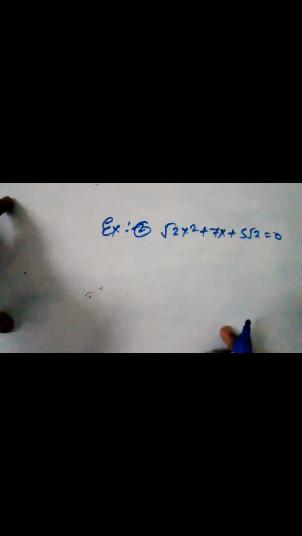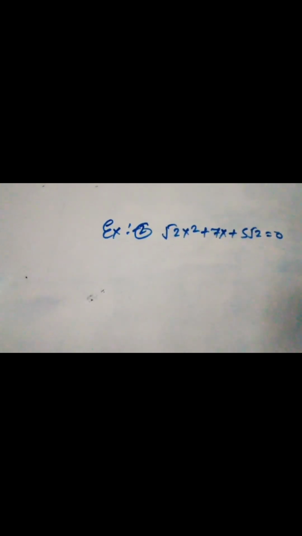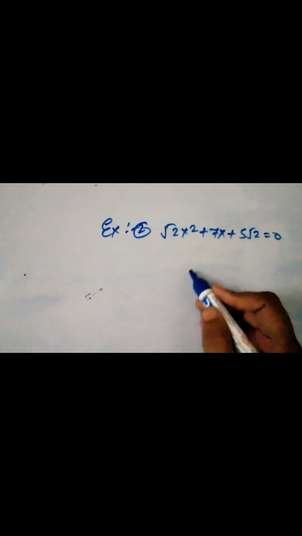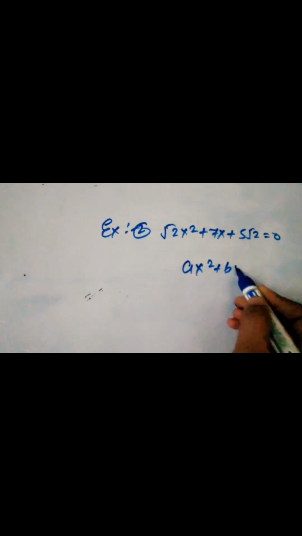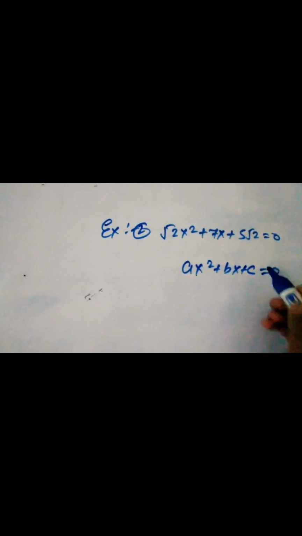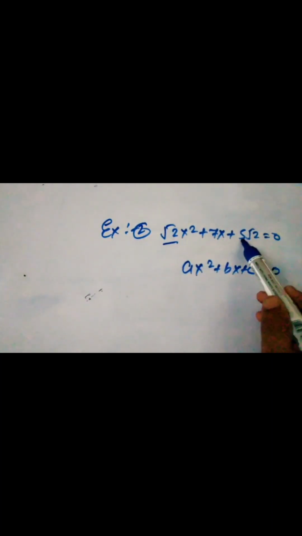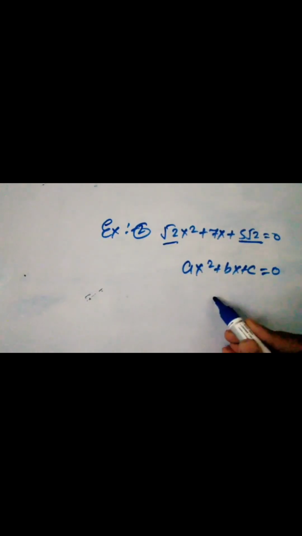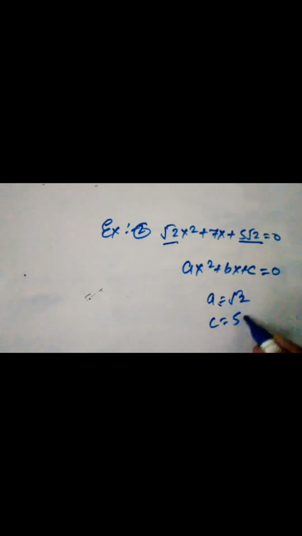This is the second example for the factorization method. How can we solve this question by the factorization method? First, what is the standard form of a quadratic equation? ax square plus bx plus c. Then you multiply first a and c. What is a? The a value is root 2. What is c? The c value is 5 root 2.